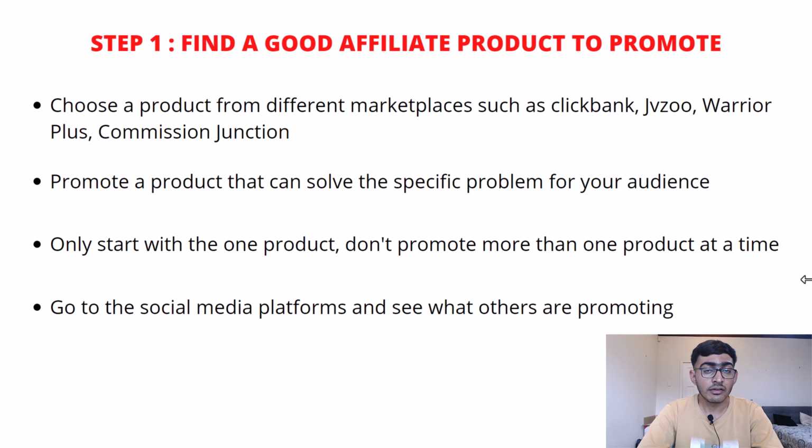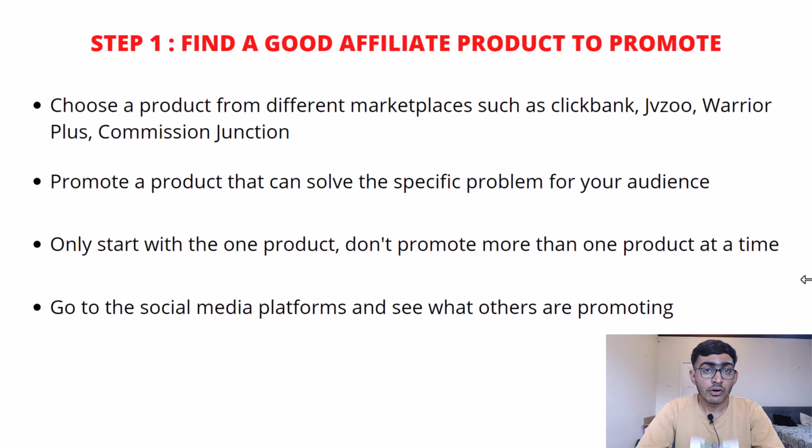And if you want to find a product to promote, then go to social media platforms like TikTok, Instagram, YouTube, Facebook, and see what other affiliate marketers are promoting. And if you find one product that lots of affiliate marketers are promoting in one niche, then you need to find this product. Don't worry about competition because you are unique and you will promote the product at a unique angle. So don't worry about competition. Just promote the product that lots of other affiliates are promoting because that product is already converting. That's why lots of affiliates are promoting that product.